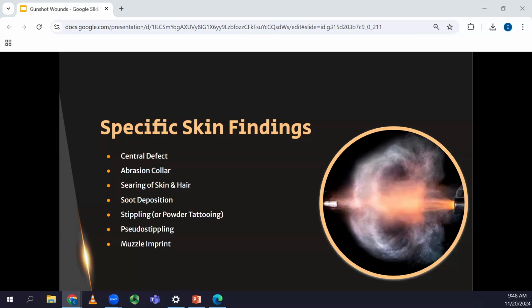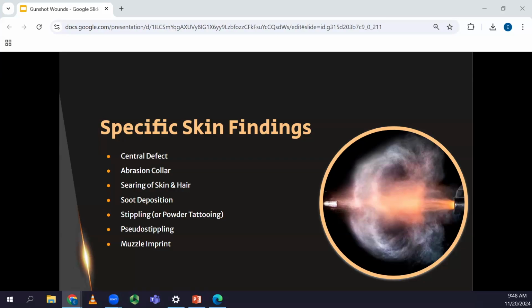And then you can also have pseudo stippling, which is not actually from unburnt gunpowder, and that could be specifically from fragments of bullets as well. And then you have muzzle imprint, which is very common with close or actual hard contact, which is when the gun is directly on the skin.